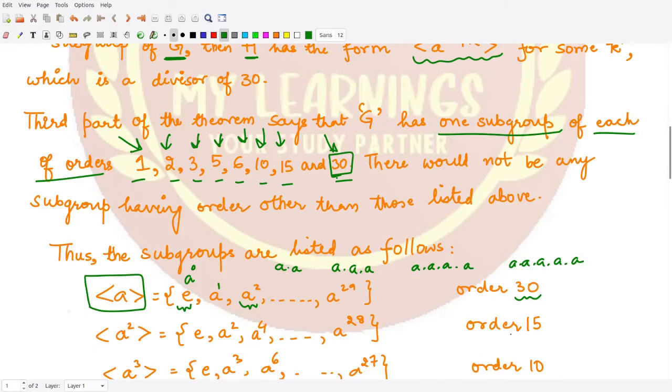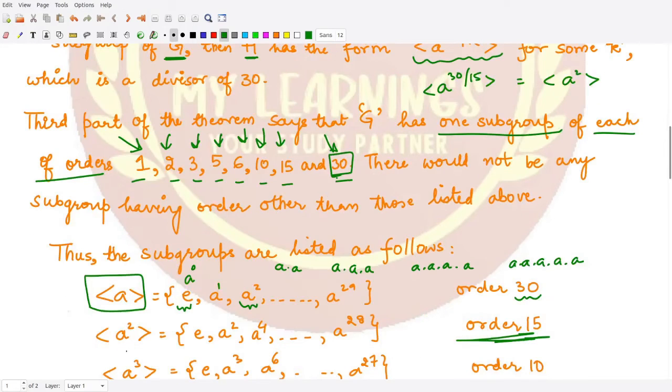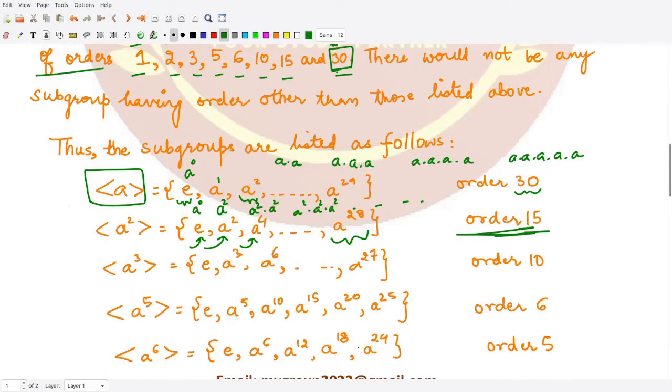The next one would be of order 15. Here the group is generated by A raised to power 30 divided by 15, right? And what is this? This is A square. So you can list all the elements like this. It is identity, then it is A square, then it is A raised to power 4 and so on. Why? Because the first element is A raised to power 0 only, the second one is A square, the third one is A square into A square, the fourth one would be A square into A square into A square, and so on. We keep on doing like this until we reach the last possible entry of this group, right?